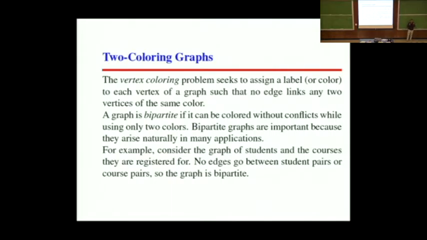But the key point that I do want to make is it should be clear from this argument that every tree is an example of a bipartite graph. That much should be clear, okay? Any questions about that?